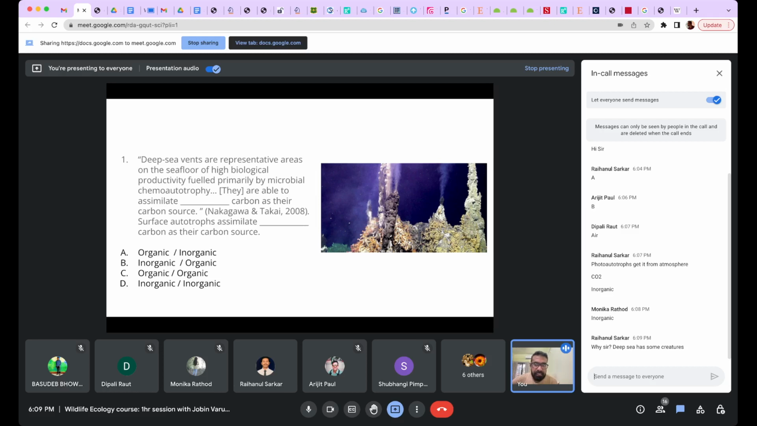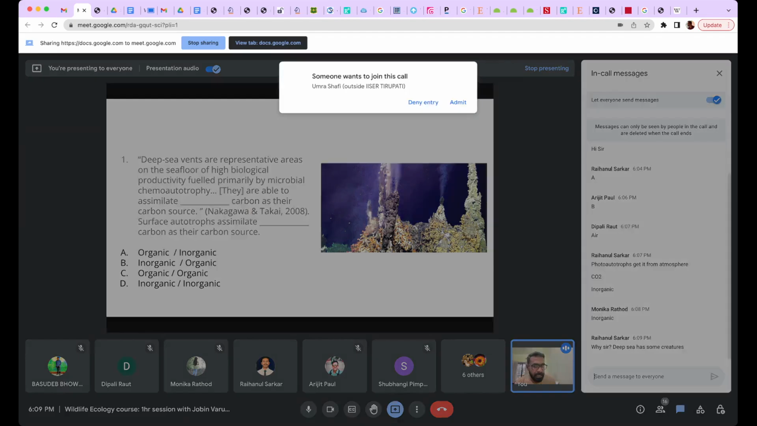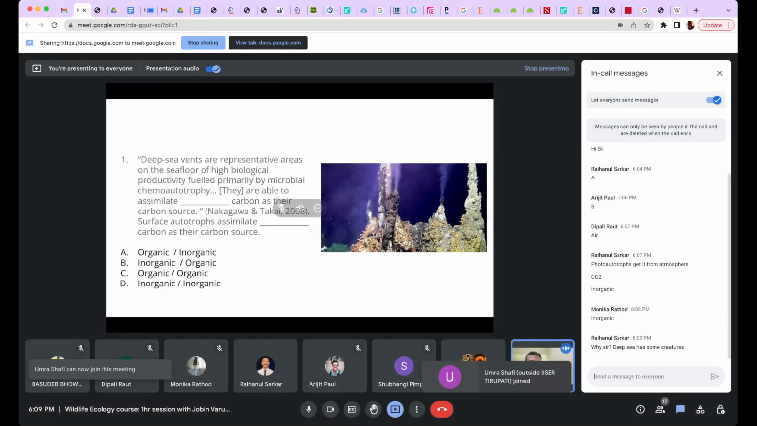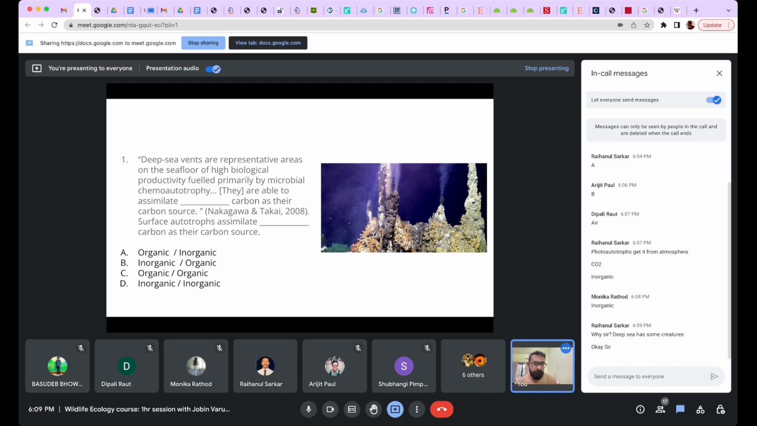I'm just asking, what is the source? Where do they get the carbon from? Is it an organic source or an inorganic source? If for the photoautotrophs you can understand it's inorganic, then how is it difficult to understand that dissolved carbon dioxide in water is also inorganic, right? Yeah. Hopefully everyone got it. They're both inorganic.